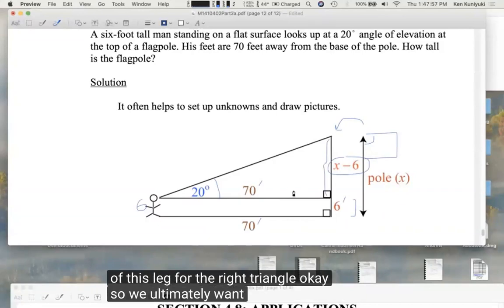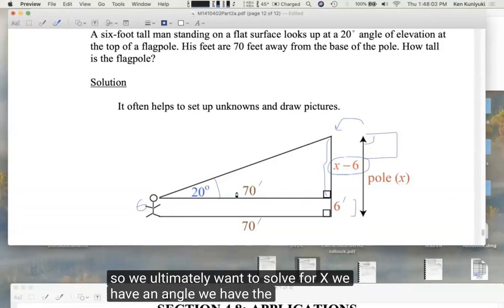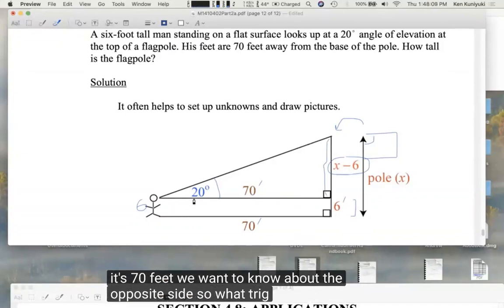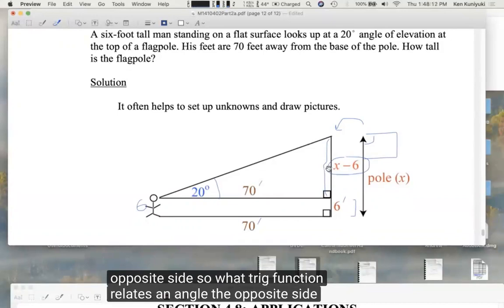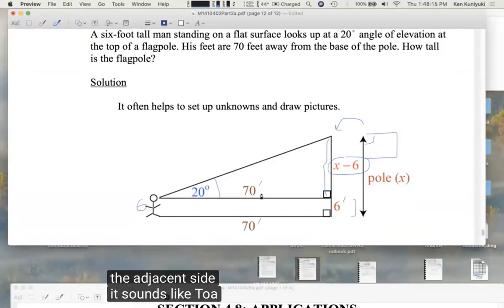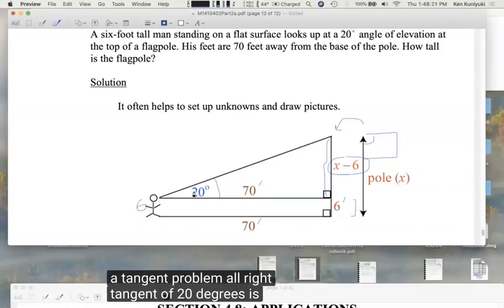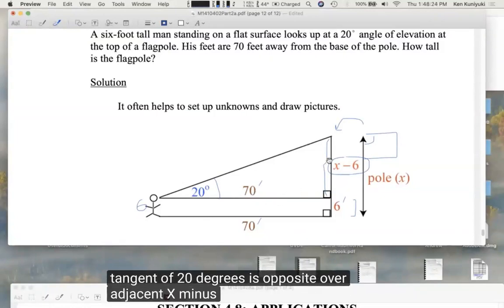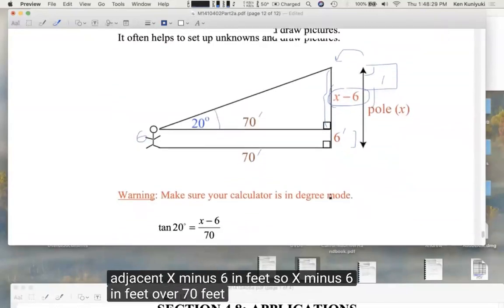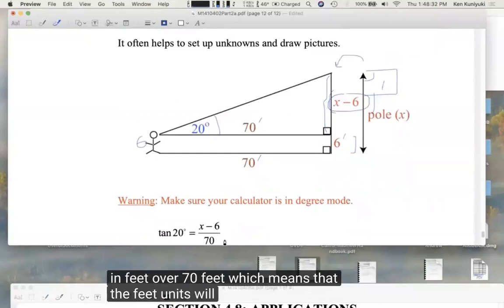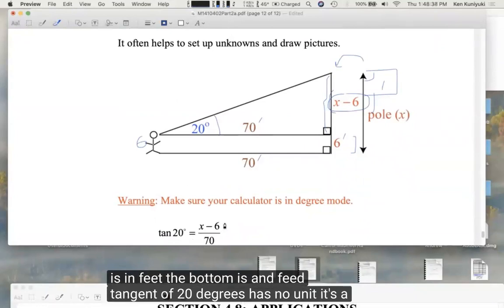Okay, so we ultimately want to solve for x. We have an angle. We have the adjacent side, it's 70 feet. We want to know about the opposite side. So what trig function relates an angle, the opposite side, and the adjacent side? It sounds like TOA, SOHCAHTOA. Sounds like a tangent problem. All right, tangent of 20 degrees is opposite over adjacent. x minus 6 in feet over 70 feet, which means that the feet units will cancel out. The top is in feet, the bottom is in feet. Tangent of 20 degrees has no unit. It's a strict ratio.